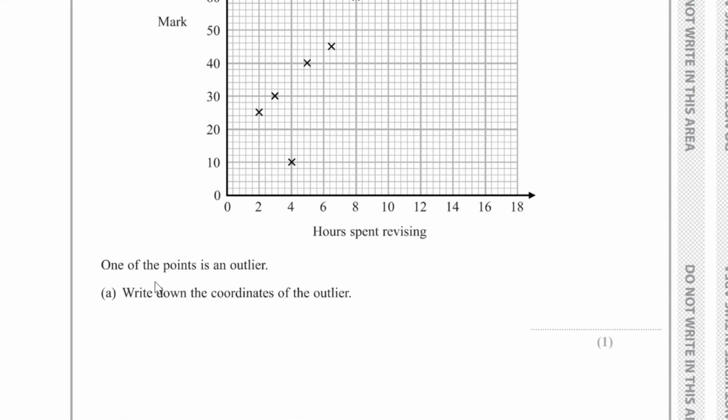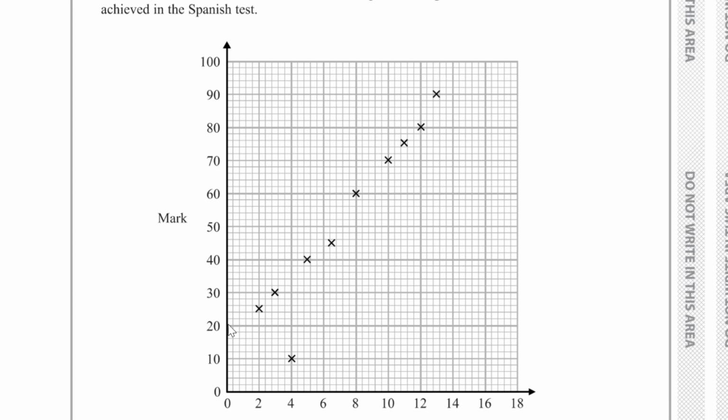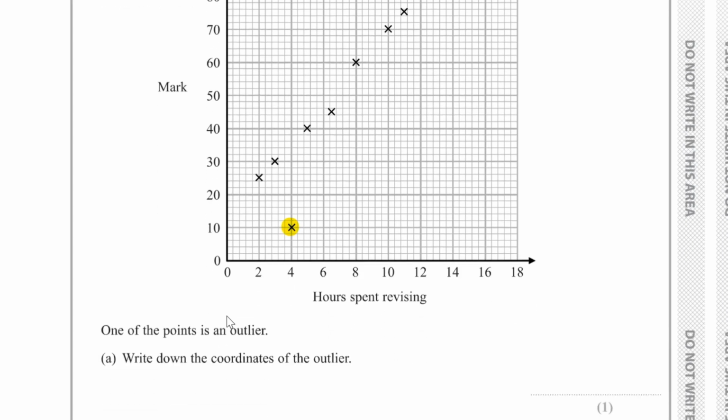For part A, one of the points is an outlier, and we have to write down the coordinates of the outlier. Well, clearly, if we take a look at the points as shown here, this point does not follow the general trend and pattern of all these points here. So this point here is the outlier. So the coordinates of this point will be 4 across, 10 up. So the coordinates are (4, 10).